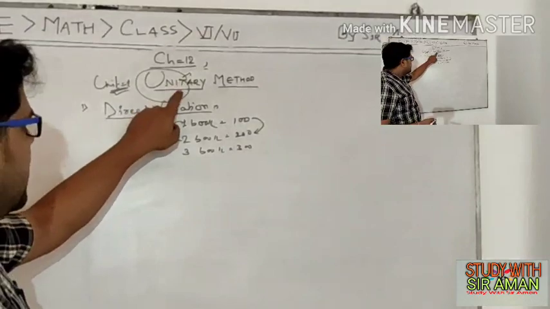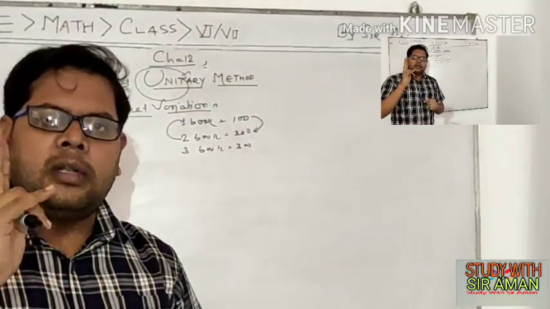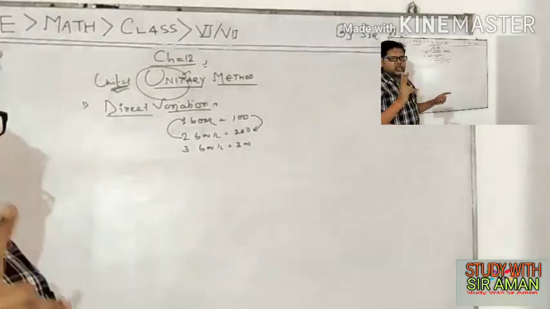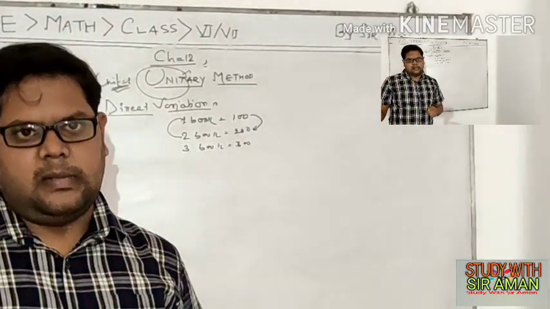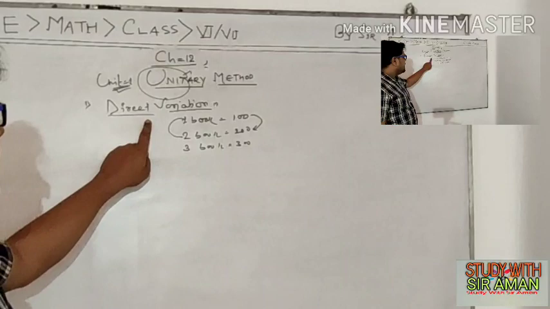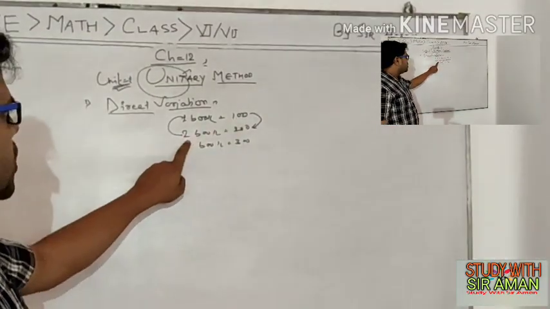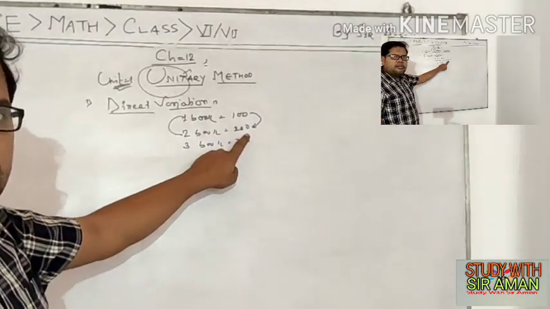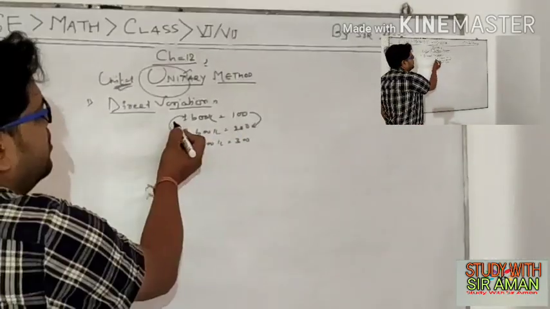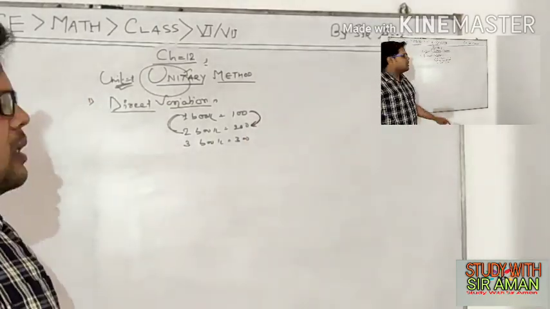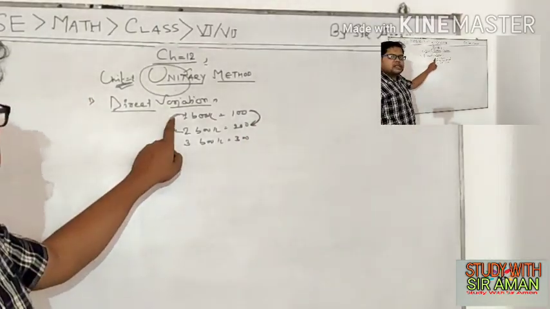In unitary method, we will come across only two types of variation. First, direct variation. Second, inverse variation. Direct variation example I have told you. Cost of one book is 100. Cost of two books will be 200. Means more the number of books, more the price will be there. It is known as direct variation.